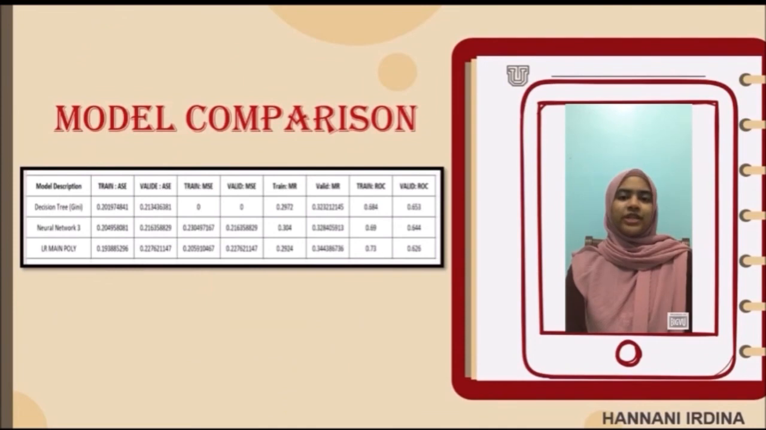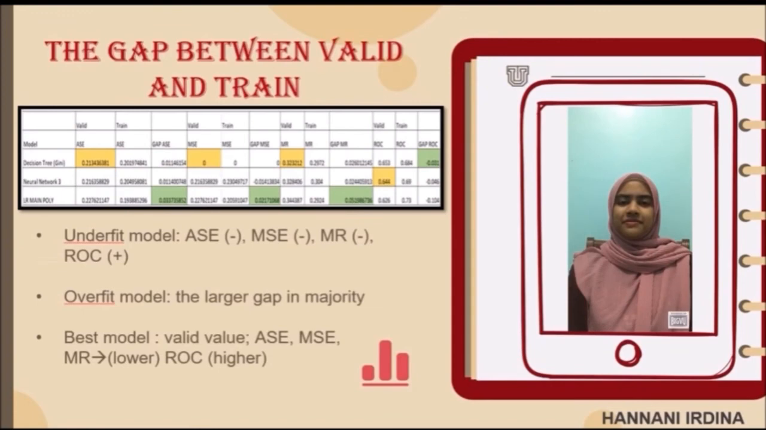Next, for the model comparison. To calculate the model comparison, at least the values needed are average square error, mean square error, misclassification rate, and ROC index. The values of train and valid for each of them are required to calculate the value of gap. From this table, we can check to get the underfit, overfit, and best model.